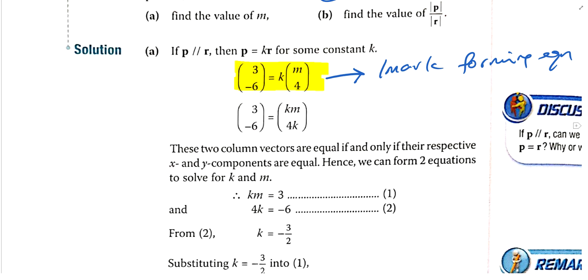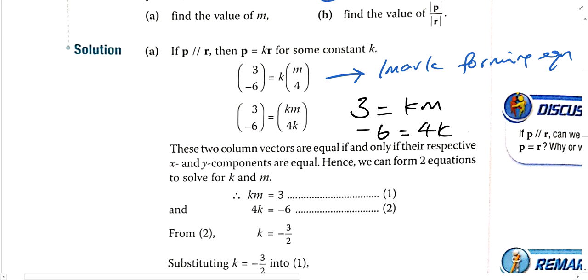then we can do our scalar multiplication, just like our scalar multiplication for matrices. So my 3 and negative 6 stays the same. The k is multiplied into m, and it is multiplied into 4. So I've got km and 4k at the top and bottom respectively. So since these two vectors are the same, 3 must be equal to km. At the same time, negative 6 must be equal to 4k.